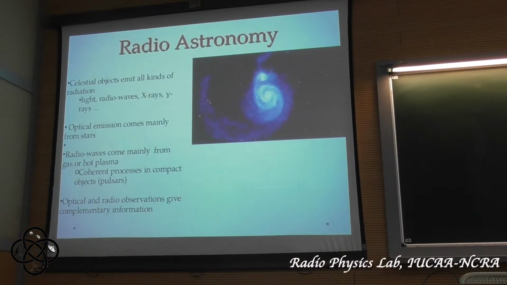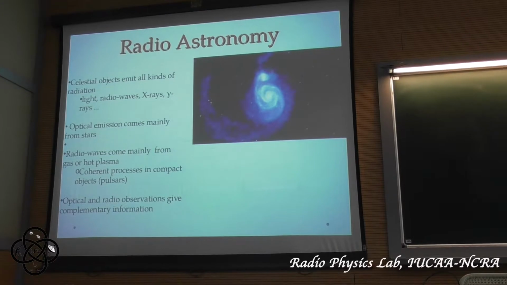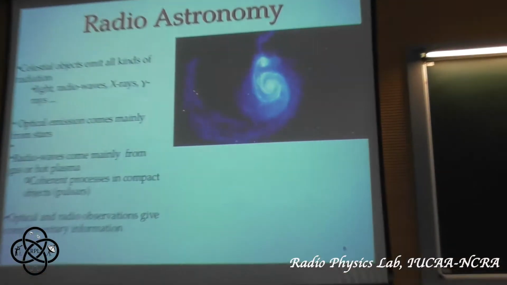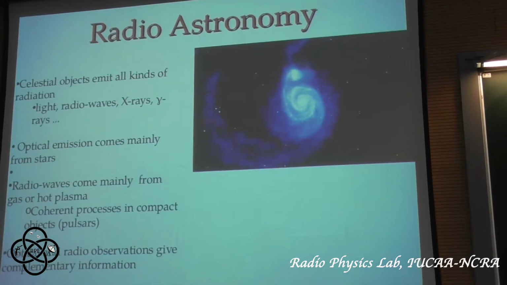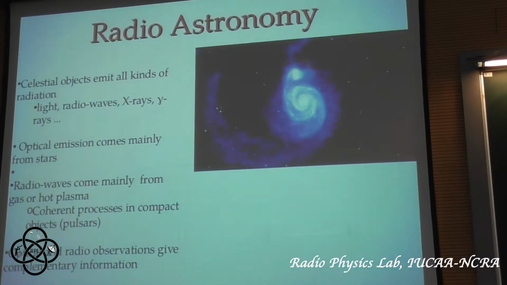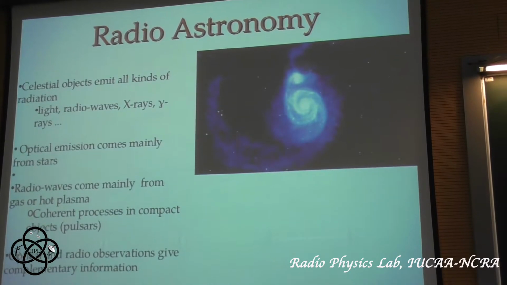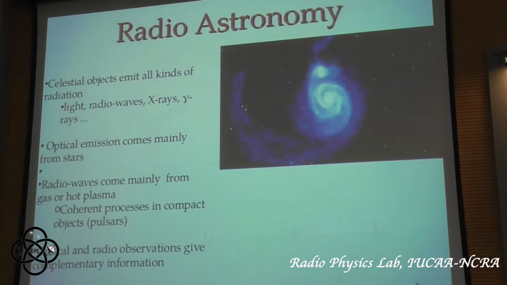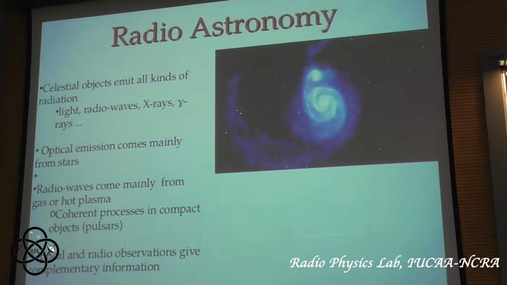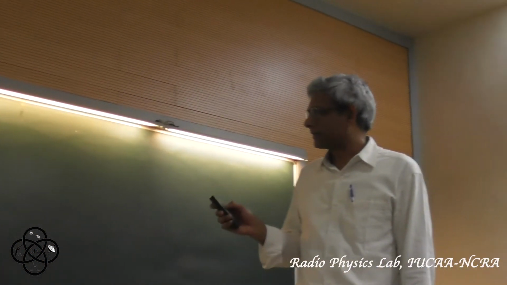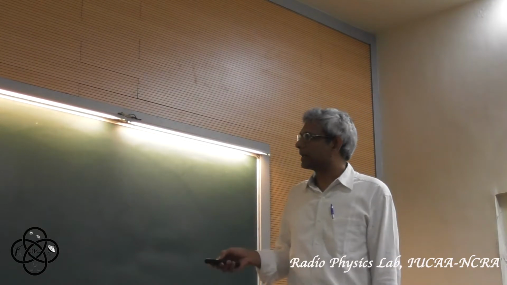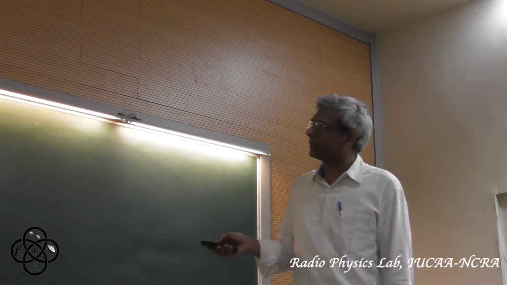If we had sensors which were sensitive at other wavelengths, we would have realized that these objects actually emit all kinds of waves. And over the last century or so, it has become very clear that celestial objects, in fact, are quite bright, not just in light waves. They're bright in radio waves, they're bright in X-rays, in gamma rays, and so on. The optical emission that we see comes typically from the stars, whereas the radio waves typically come from diffuse material, and that's what I'm showing you over here in this overlay.